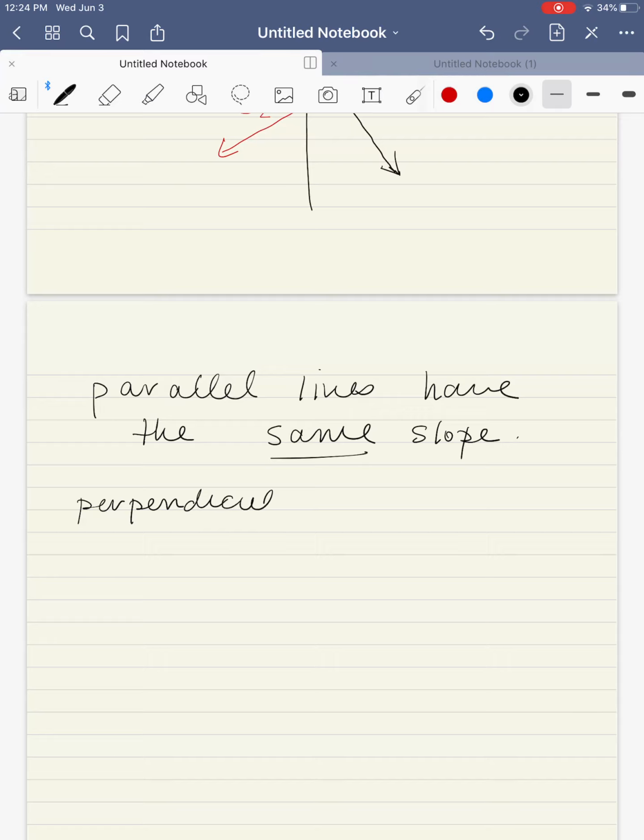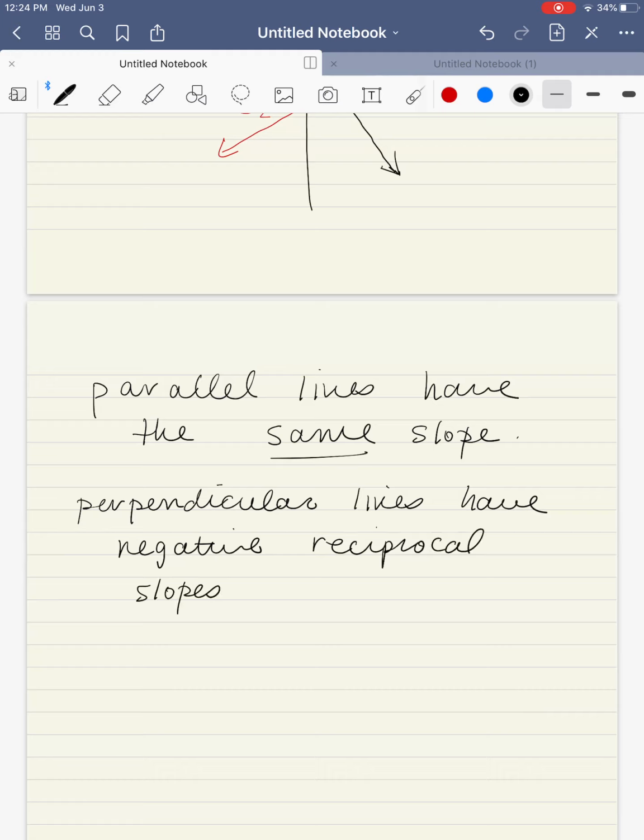So what we see is that perpendicular lines have negative reciprocal slopes. So I'm doing two different things. I am flipping the fraction over for the reciprocal, and I am changing the sign.